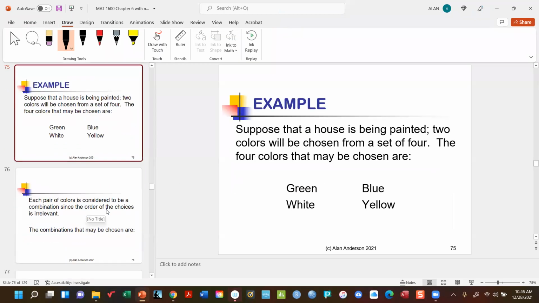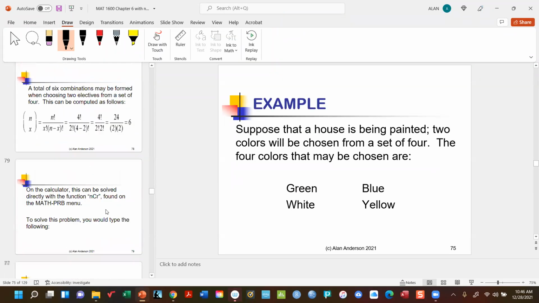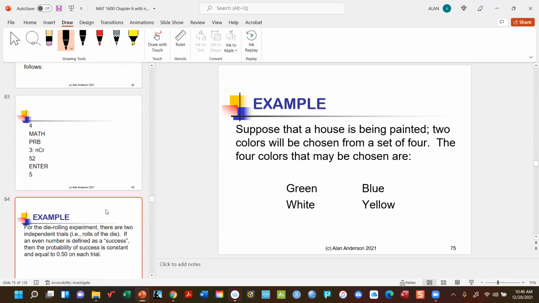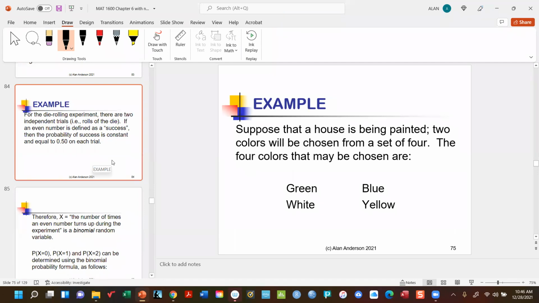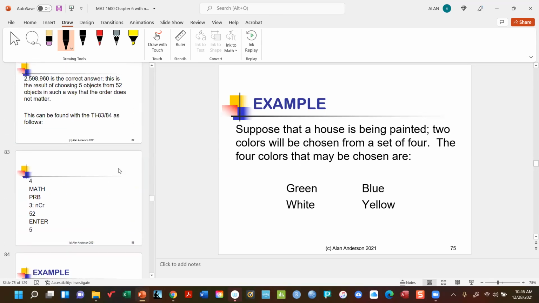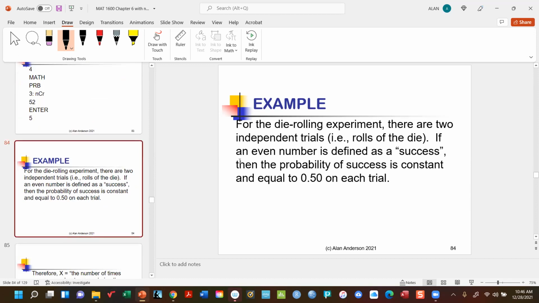Now we're going to look ahead, and what I'd like to do is skip over some of these. I had a couple more examples of combinations, but I think we understand how that works. What I'd like to do is jump ahead and start using this binomial formula. We're going to go back to our die rolling experiment. And remember, we have only 4 outcomes.